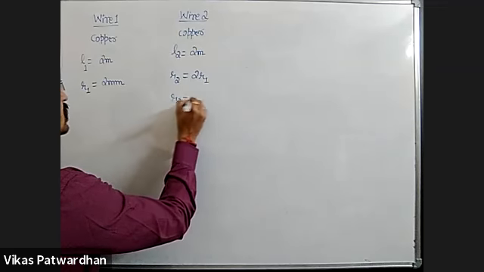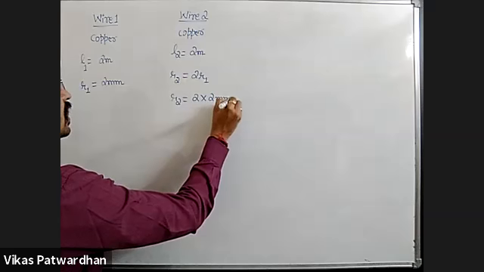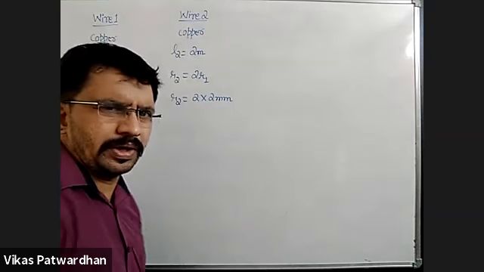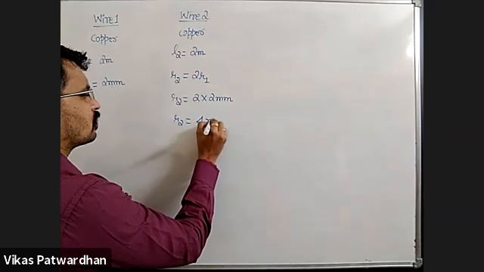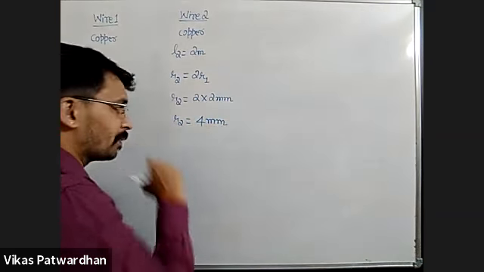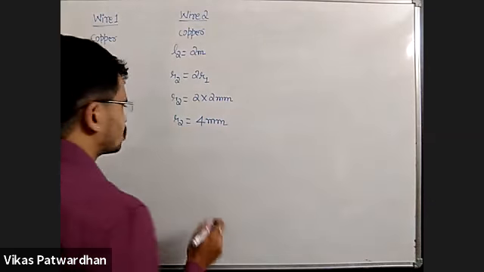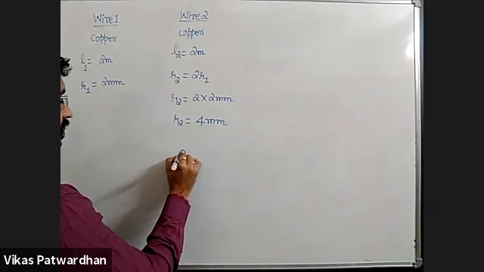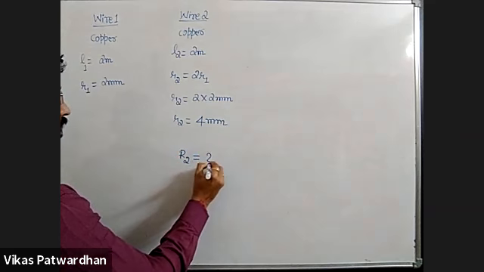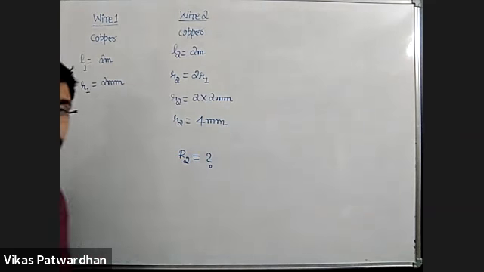Then can we say R2 is equal to 2 times 2 millimeter? Am I wrong? No, I don't think so. Then R2 is equal to 4 millimeter. Am I wrong? R2 is 4 millimeter? I have to find out the resistance of the second wire. Is that correct? Yes.